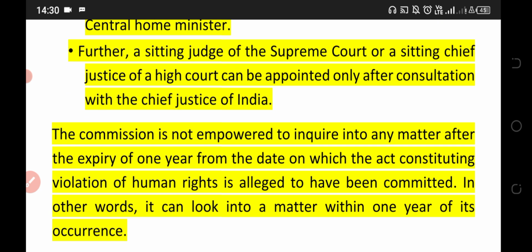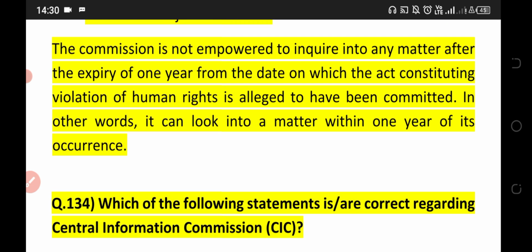Further, a sitting judge of the Supreme Court or a sitting Chief Justice of a High Court can be appointed only after consultation with the Chief Justice of India. The Commission is not empowered to inquire into any matter after the expiry of 1 year from the date on which the act constituting violation of the human right is alleged to have been committed. In other words, it can look into a matter within 1 year of its occurrence.